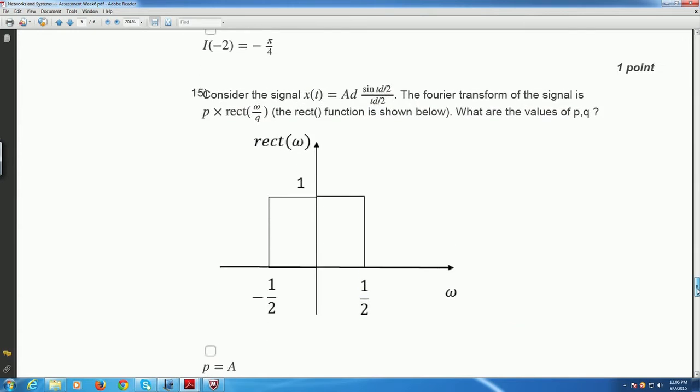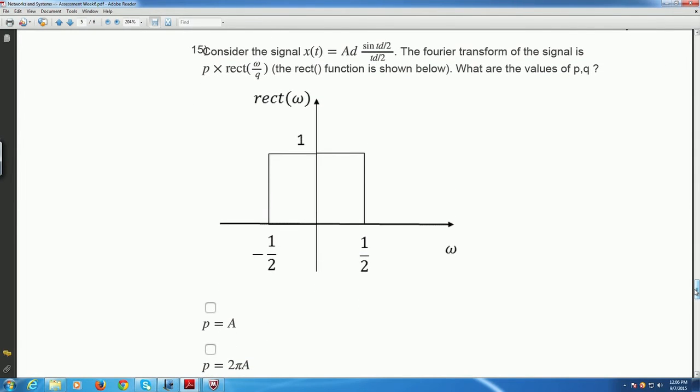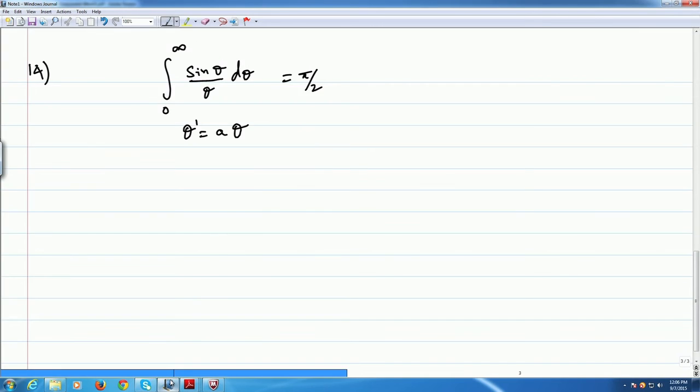Now, the 15th question is a rect signal. The rect function is given for you just for reference, and you are asked to look at a sinc signal x(t). The Fourier transform of the signal is given to you. What are the values of p and q? This is just a direct use of the table. The table will give you the sinc to rect conversion. On the other hand, this x(t) is a sinc, so you might want to use the duality property in case your table does not have it.